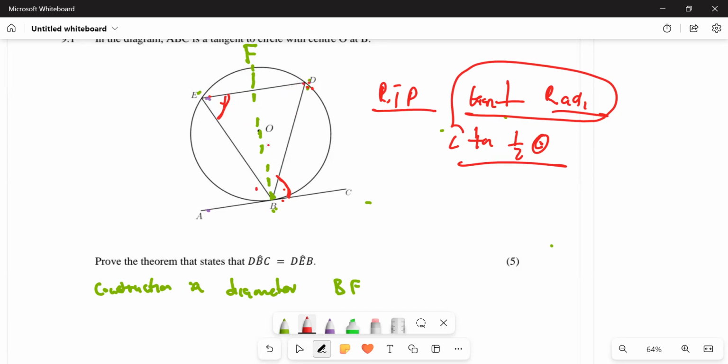If I'm trying to prove, agree here, what am I trying to prove? I'm trying to prove that angle B is equal to angle E. In the first place, why did you construct line BF? I constructed the diameter because I need 90 degrees. Basically, this theorem, you prove it by about 90 degrees.